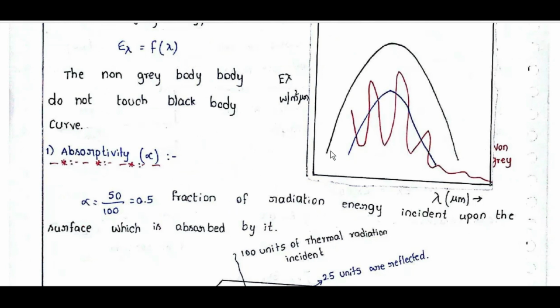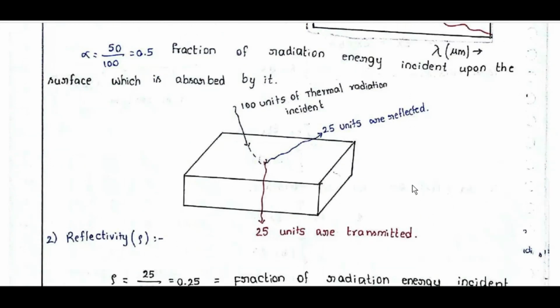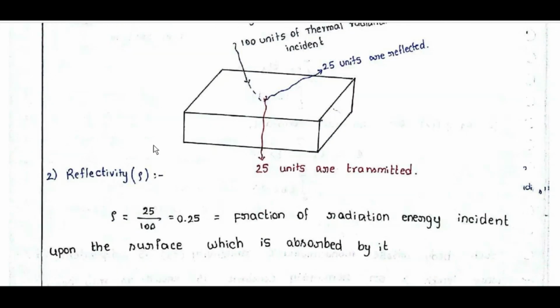Absorptivity alpha is the fraction of radiation energy incident upon a surface which is absorbed by it. Here, 100 units of thermal radiation are incident, 25 units are transmitted, and 25 units are reflected. That means 50 is absorbed. Alpha is equal to 0.5 in this case.